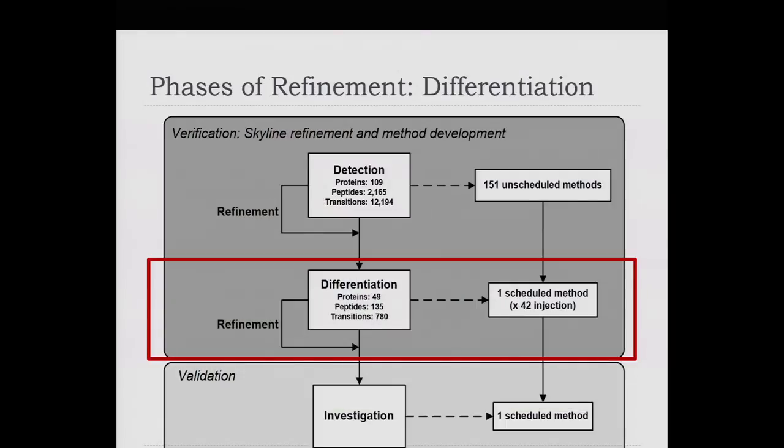So we took those 49 proteins, 135 peptides, 780 transitions. We measured them in a single method. Once it was scheduled, we could measure all of that in one method, and we did 42 injections, and that brought us to the data set that we're going to analyze together in a second.